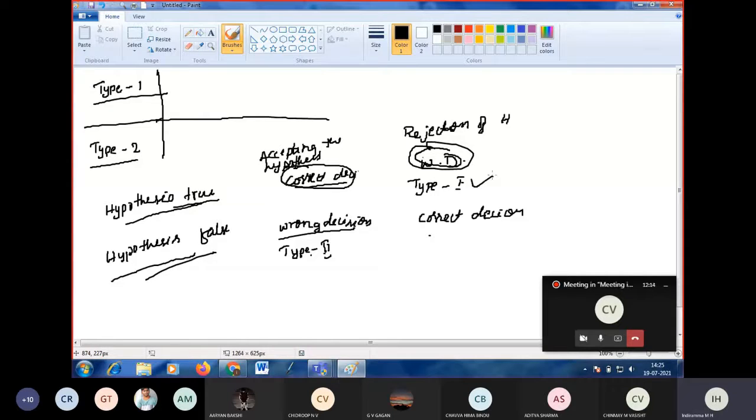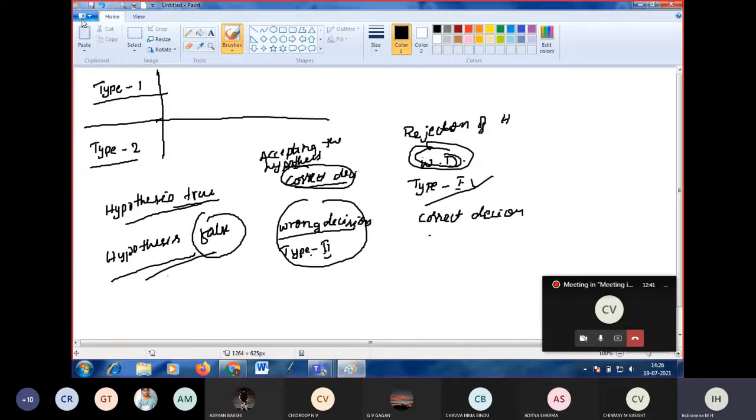In your exam they will ask what is type 1 error and what is type 2 error, so you have to give the definition for this. Assuming a correct hypothesis and rejecting it, the wrong decision, is type 1 error. Assuming a false hypothesis and accepting it, the wrong decision, is called type 2 error.